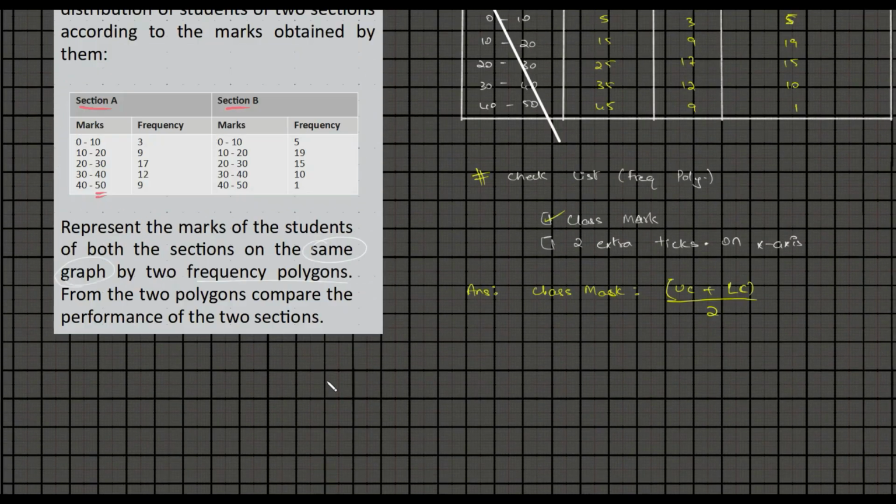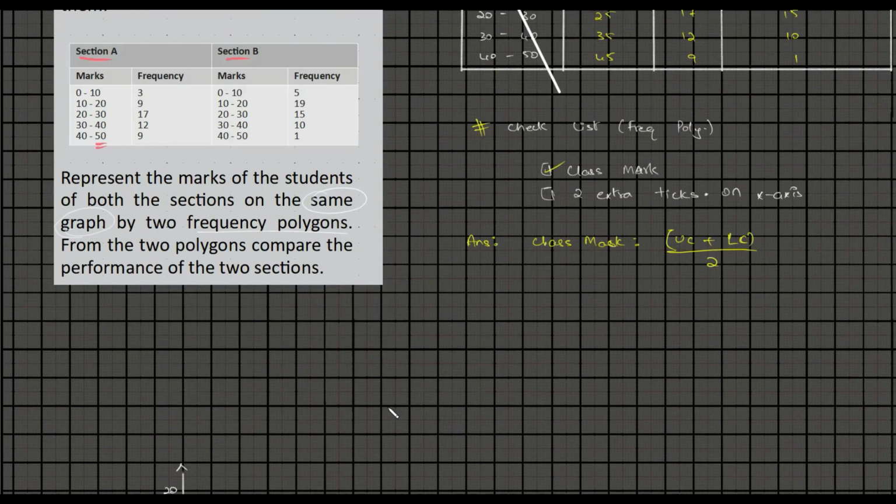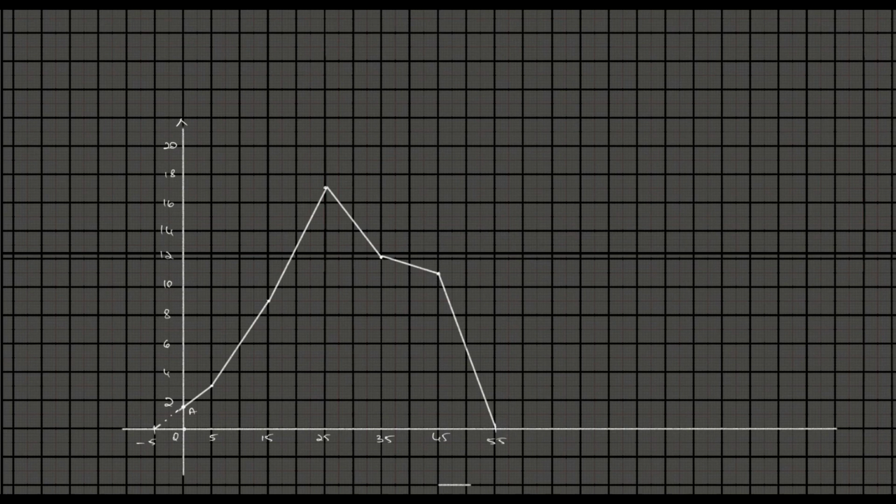Right? And now let's look into section B. I'll use a different color. We have 5 people to begin with. Then we have 19. There are 19 people over here. Then 15 people over here. And then 10. And 45, just one kid. And 0. And 0. So here too we need to join.